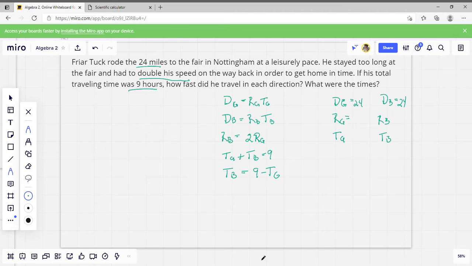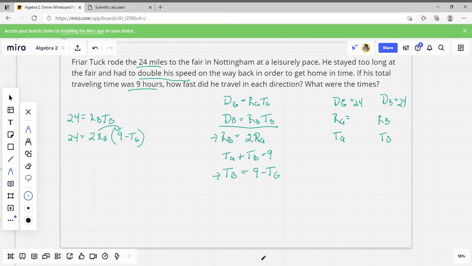Alright, now we have TB right here and RB right there, so we're going to use this equation. Okay, so DB is 24, so our distance back is 24, and that equals our rate back times our time back. So we've got 24 equals our rate back, which would be 2RG, times our time back, which would be 9 minus TG.